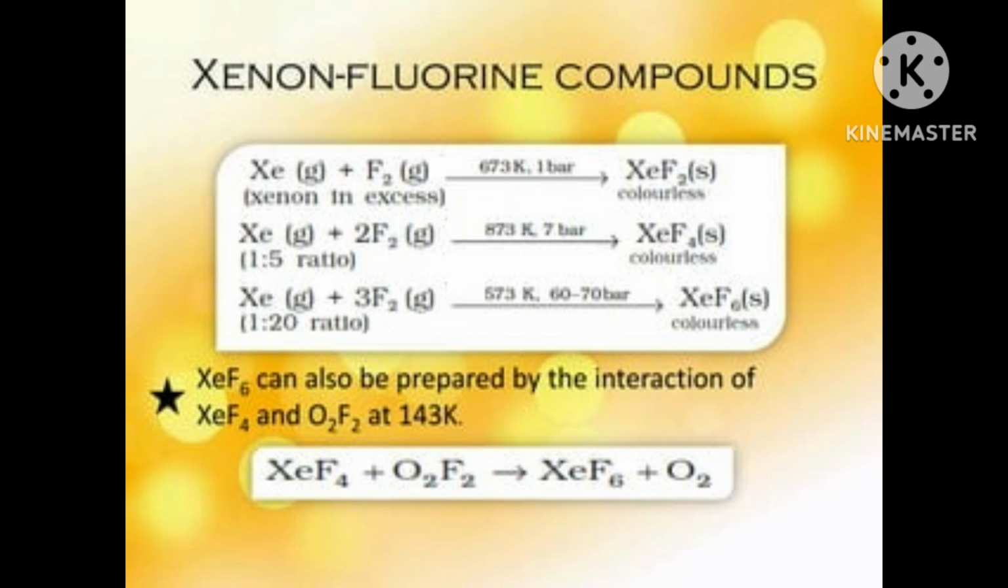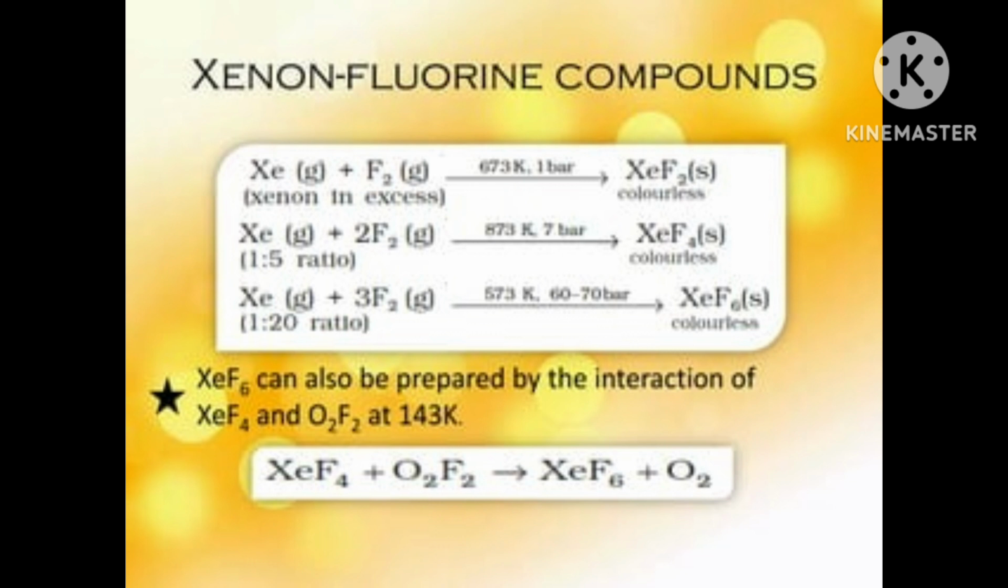Partial hydrolysis of xenon hexafluoride gives oxyfluorides, it can give XeOF4 and XeO2F2. The reactions I am telling you: XeF6 plus H2O, partial hydrolysis, gives XeOF4 plus 2HF. Don't forget, it is not XeO4, it is the oxyfluoride, xenon oxytetrafluoride, plus 2HF. XeF6 plus 2H2O, both are partial hydrolysis, gives XeO2F2. The first product XeOF4 has one oxygen. Now here you are getting 2 oxygens, XeO2F2 plus 4HF.